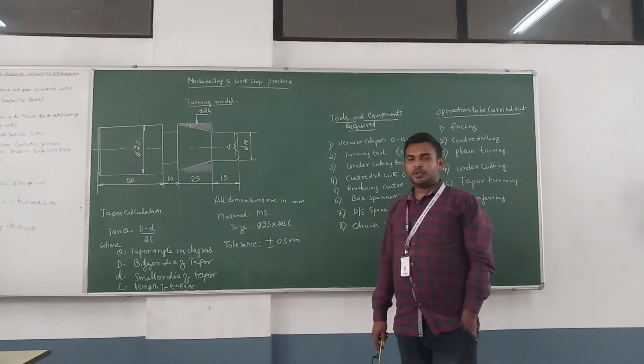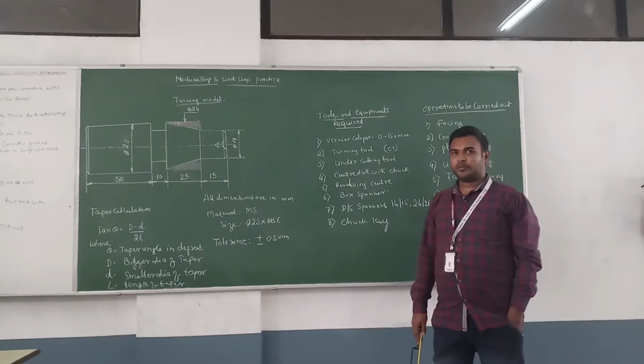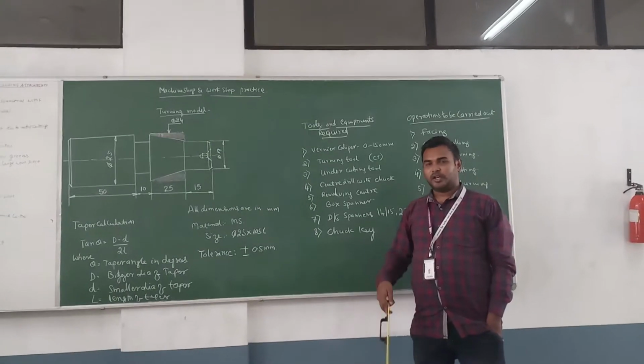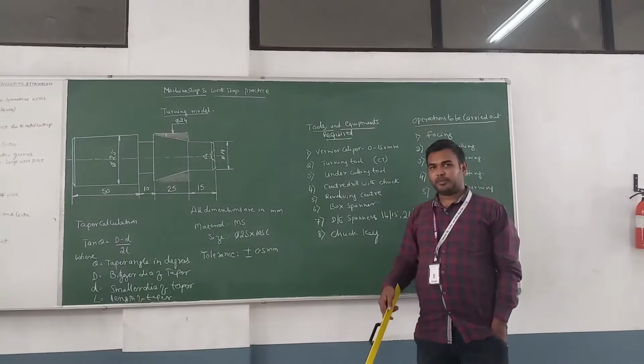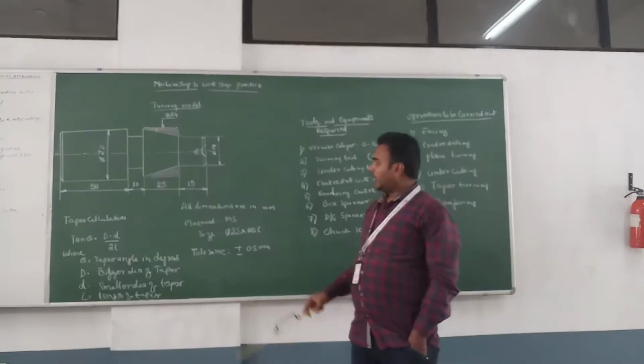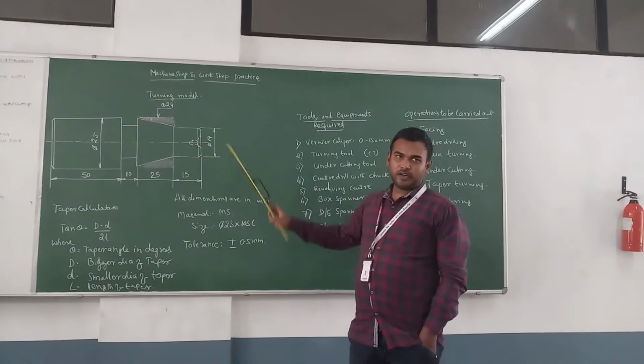First we will define the machine tool. A machine tool is nothing but a device in which energy is utilized to shape a product by removing excess material. And here we are performing the turning operations.